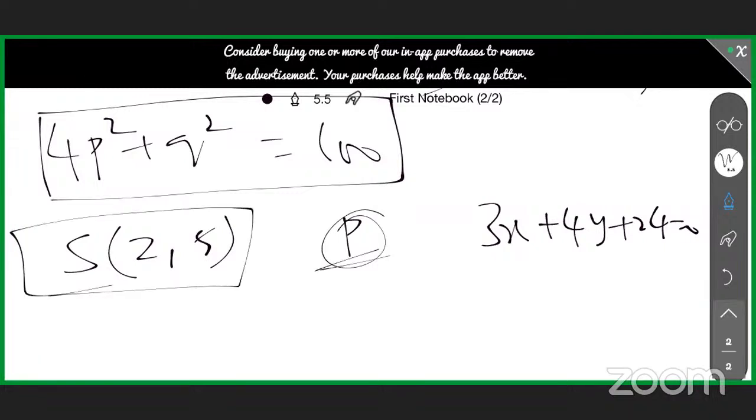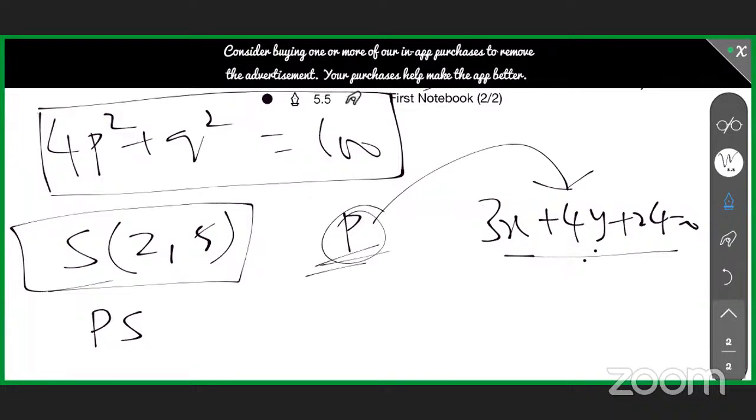There is another point P. This is moving in such a way that the distance between the point P and the line is always equal to PS. Find the locus of P. You have to find the locus of P.